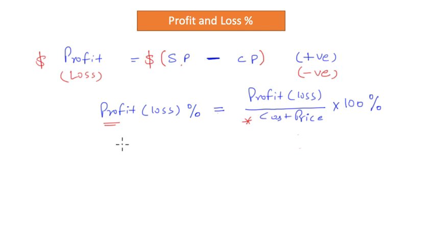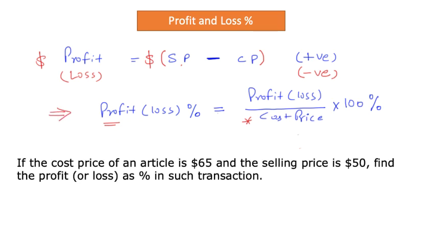So now let us go through some examples to understand this concept a little better. My very first example is that the cost price of an article is $65, so that is one piece of information, and the selling price is $50. What is the profit or loss in such a transaction as a percentage?